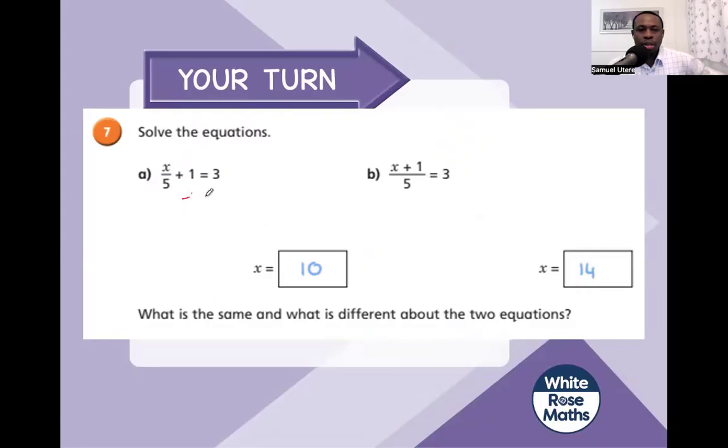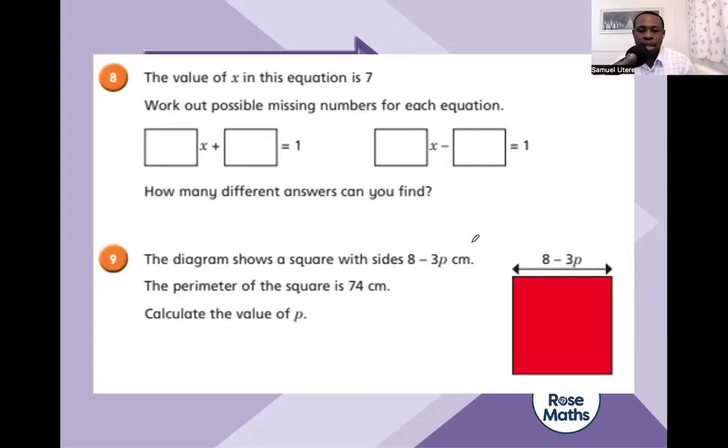Here you subtract 1 from both sides. In the end, you multiply by 5. Here you multiply by 5 first. In the end, you subtract 1 from both sides. Okay? All right, pause the video and answer questions 8 and 9 in 3 minutes.